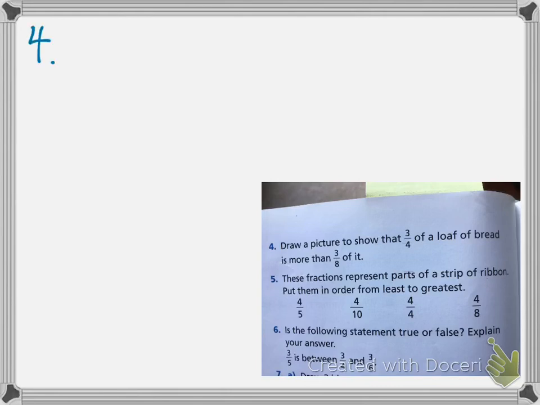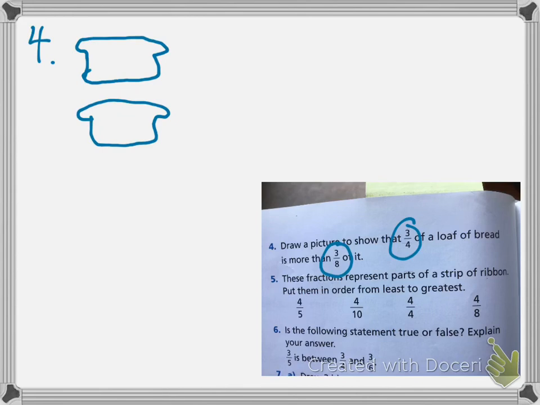Number 4. Draw a picture to show that 3/4 of a loaf of bread is more than 3/8 of it. Okay, we need a loaf of bread. Well, the thing is not to get too fancy about this loaf of bread. So let's just make it look like a loaf of bread like that. And we're going to do another loaf of bread right underneath it. Doesn't have to be perfect. Just make sure they're kind of about the same size. We're going to make one of them show 3/4 and one of them show 3/8.